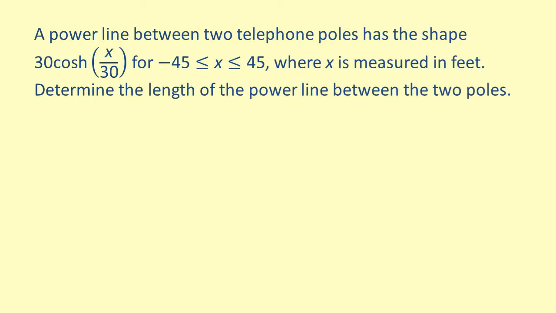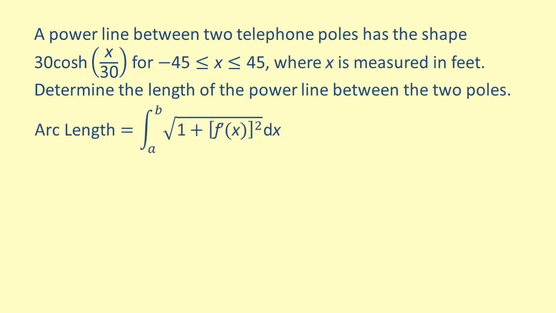Let's solve an application problem involving a hyperbolic function. We are given a function that represents the shape of a power line between two poles, and we want to find its length. The hanging line will form an arc. Recall that arc length can be found using the integral of the square root of 1 plus the square of f prime of x dx from a to b.